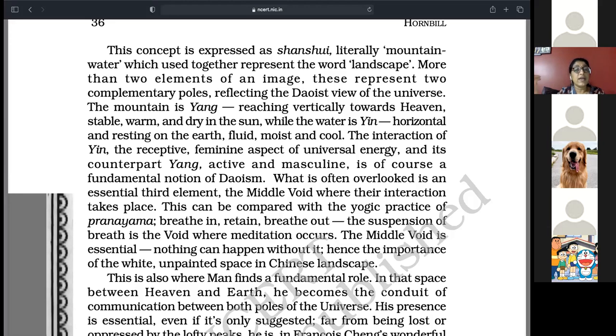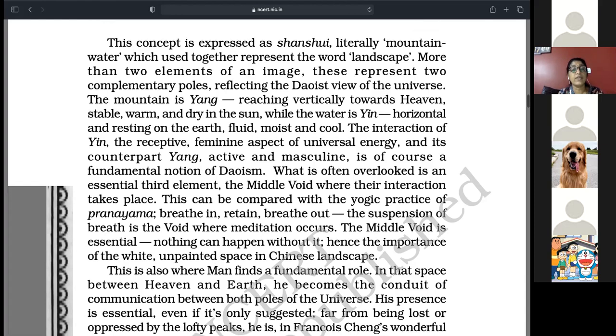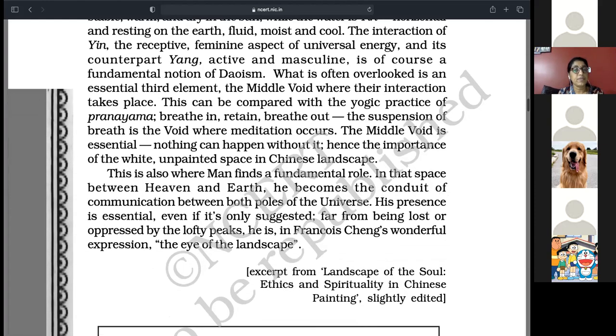The yin has been said as a feminine, receptive, cool, patient, whereas the yang as a masculine, यानी कि physically strong, that is the mountains, horizontally scrolling towards the heaven, vertically towards the heaven. This is also where man finds a fundamental role.